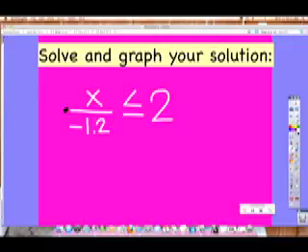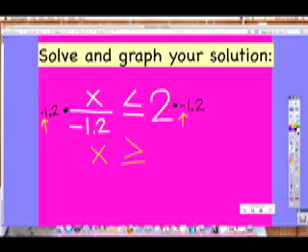Uh-oh. We times by a positive or negative? A negative. Why does that matter when we have inequalities? You gotta flip it. So flip that sign around. So now it's going this way. Bring down your x. I think I can handle this. 2 times -1.2 would be -2.4. Yeah? Raise your hand if you agree with me. Do you back me up on that?